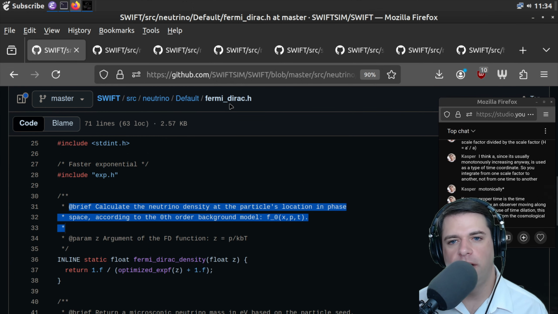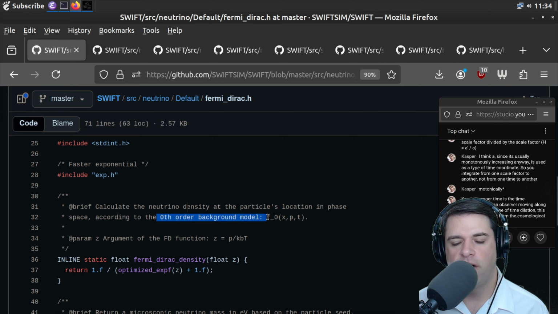This is what? Fermi-Dirac in neutrino. We're going to calculate the neutrino density at the particle's location in phase space. So now we're working in phase space according to the 0th order background model. F sub 0 of x, p, t.